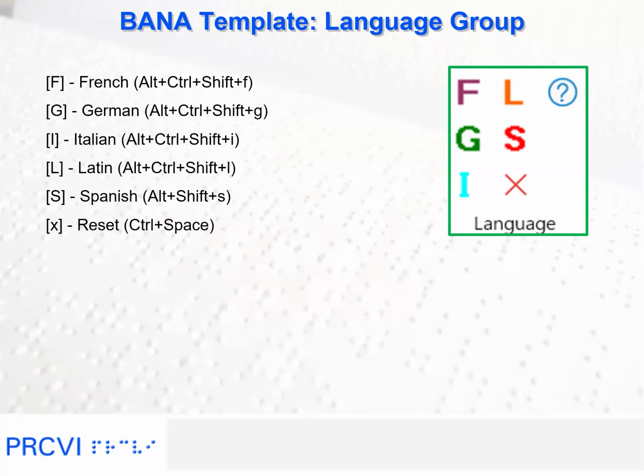For French, shortcut key is Alt plus Control plus Shift plus F. For German, shortcut key is Alt plus Control plus Shift plus G. For Italian, shortcut key is Alt plus Control plus Shift plus I. For Latin, shortcut key is Alt plus Control plus Shift plus L. For Spanish, shortcut key is Alt plus Shift plus S. For reset, shortcut key is Control plus space.